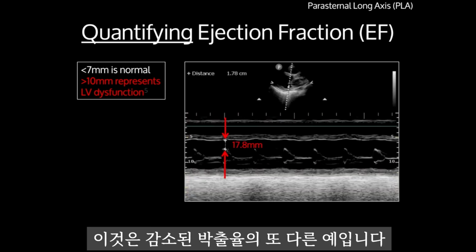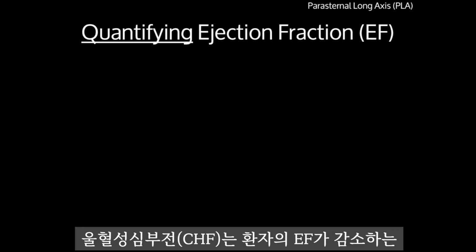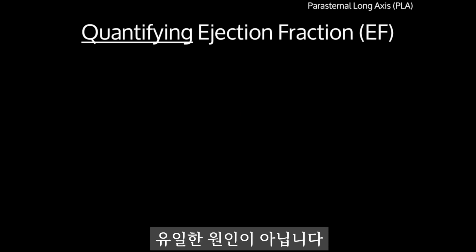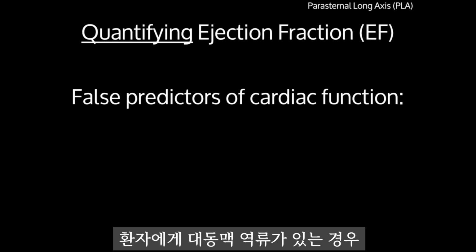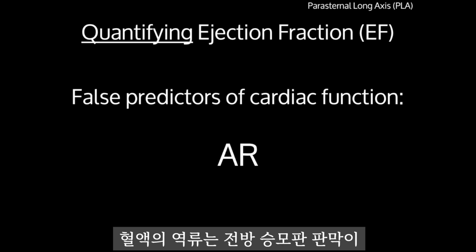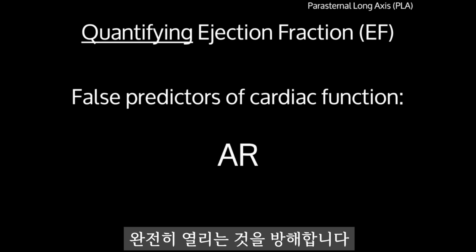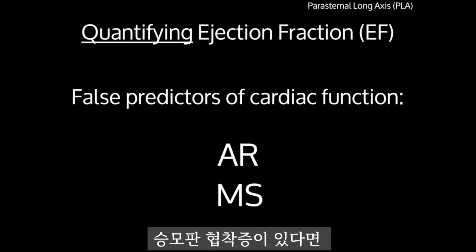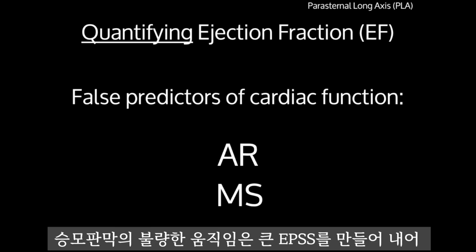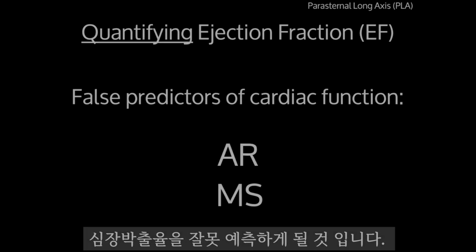This is another example of reduced ejection fraction. CHF is not the only way that your patient can end up with a reduced EF. If your patient has aortic regurgitation, the backflow of blood will inhibit the anterior mitral valve leaflet from opening fully. This will make your EPSS larger even though there is no CHF. Or, if your patient has mitral stenosis, the poor excursion of the mitral valve leaflets will give you a large EPSS, falsely predicting reduced cardiac ejection fraction.